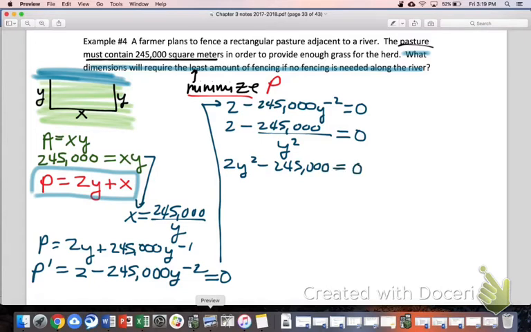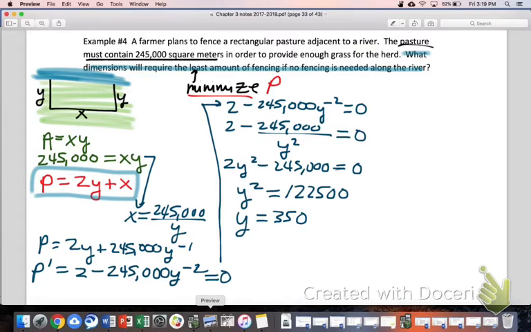I'm then going to add and divide. So if I divide 245,000 by 2, I get 122,500. And then, of course, I need to square root both sides. And when I do that, I get 350. Plus or minus, of course, but we're not going to deal with any negative side lengths. Okay, so now y equals 350 is a critical number, but we need to prove that this is going to minimize the amount of fencing instead of perhaps maximize it.